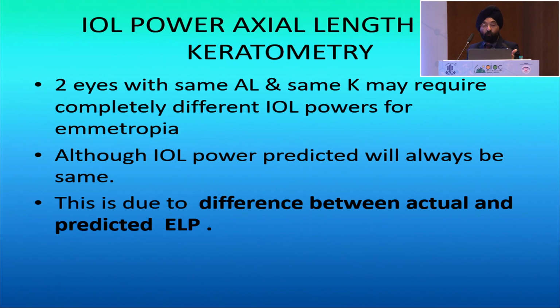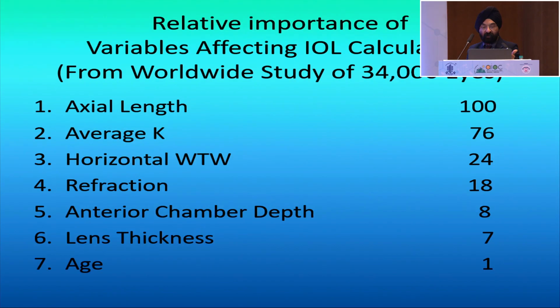The initial formulae worked on basically 2 parameters, axial length and keratometry. But we all know 2 eyes with the same axial length and same keratometry may require completely different IOL powers. This is due to the difference between actual and predicted effective lens position.